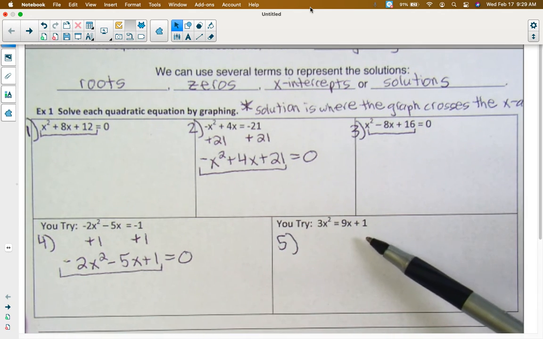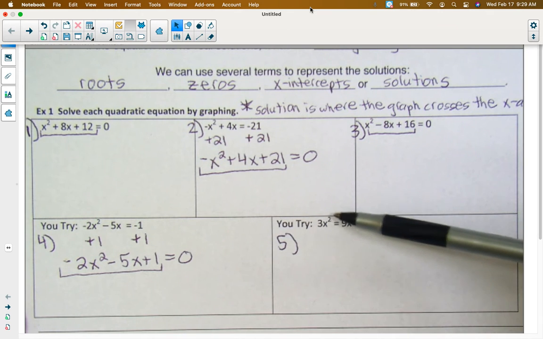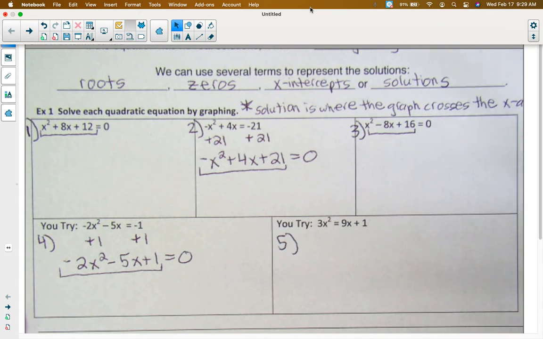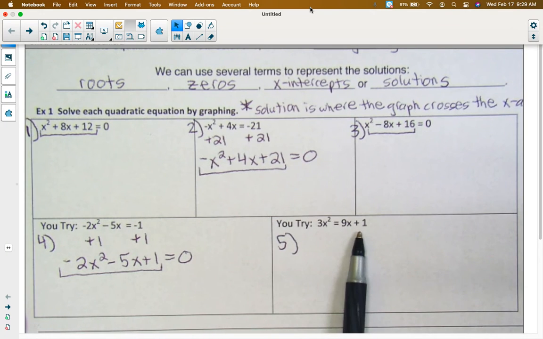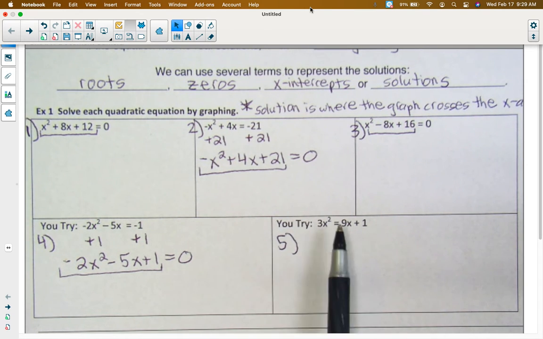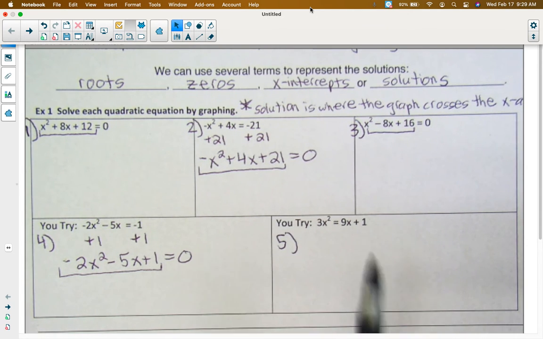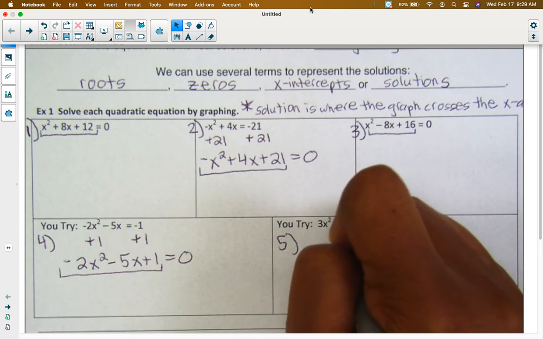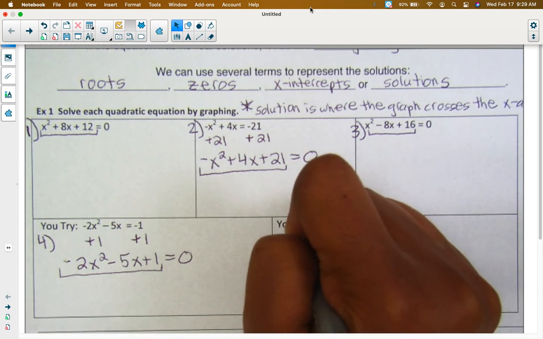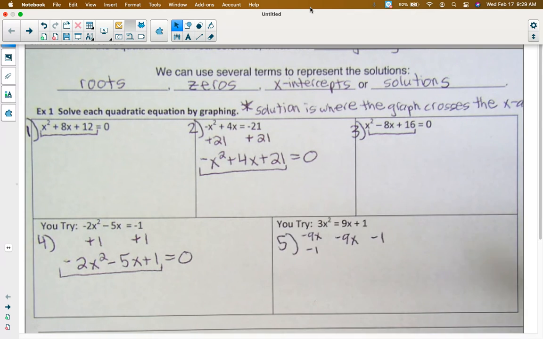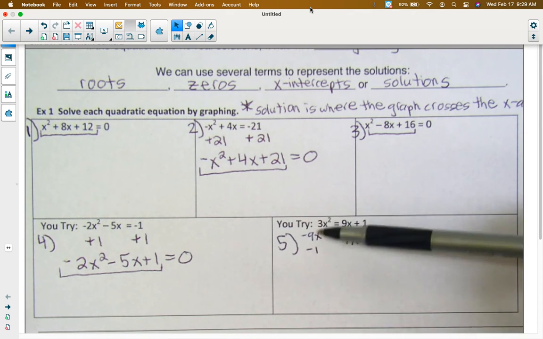And the last one, let's make sure this is set up in the right form. 3x squared equals 9x plus 1. Now we have some options here. You can subtract 3x squared from both sides and move it over here to the right side. Generally, however, we move everything over to the left side so that equals 0 is on the right side. So I am going to subtract 9x from both sides and subtract 1 from both sides so that it's equal to 0. So I'm going to subtract it on this side and then subtract it on this side.